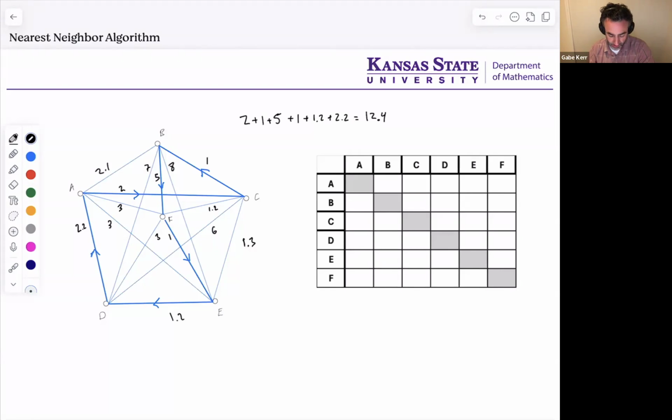I would contend that you could actually look at the following route. So we could have gone this way, just around the perimeter. And if you look at this route, what do we have? We have 2.1 plus 1 plus 1.3. Oops, I guess I really shouldn't have done that. I didn't hit F, so I need to go to 1.3 plus 1 plus 3 plus 2.2.